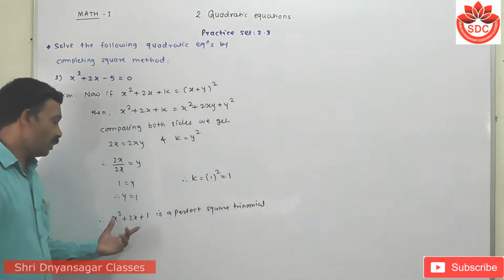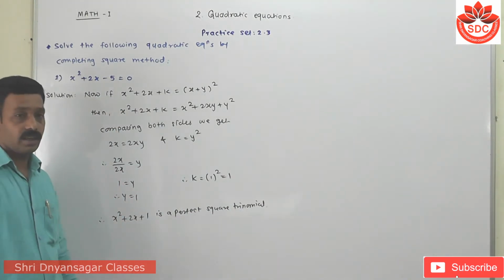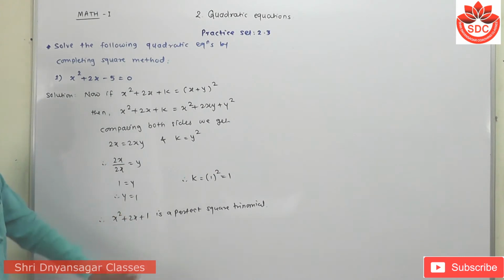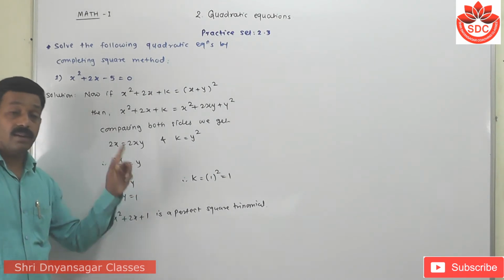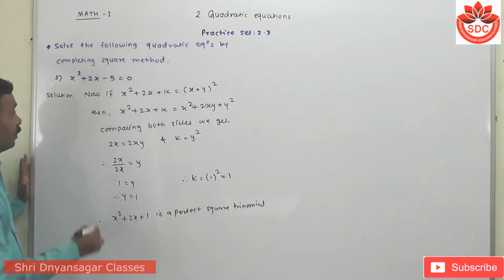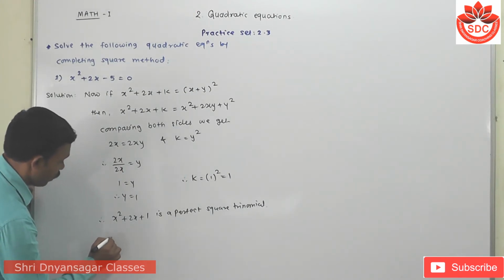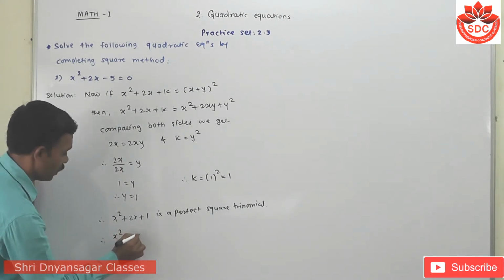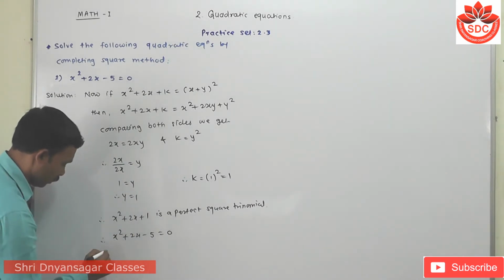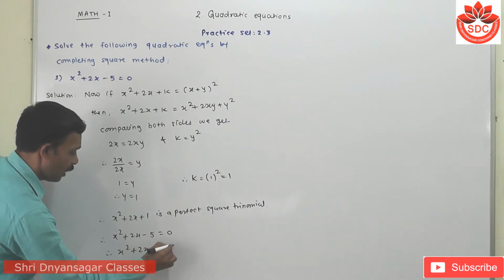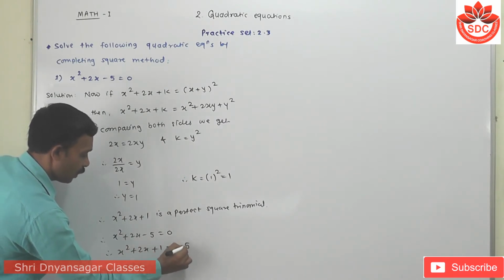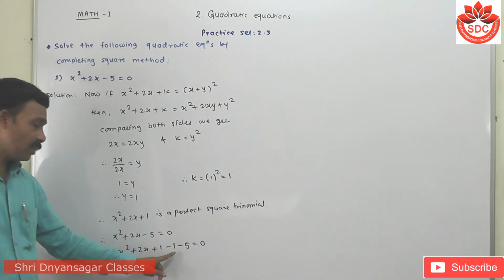This means we can solve this equation by the factorization method also, but this is the completing square method. Now we use this for solving by the completing square method. The rule is that you have to subtract the value of k and also add the value of k. Then we write x square plus twice x minus 5 is equal to 0. Then this equation becomes x square plus twice x plus 1 minus 1 minus 5 is equal to 0. Plus 1 minus 1 get cancelled.